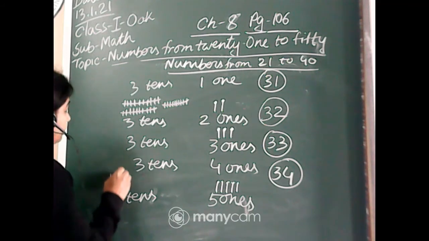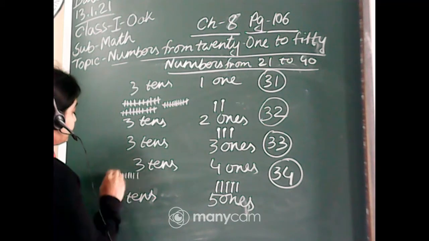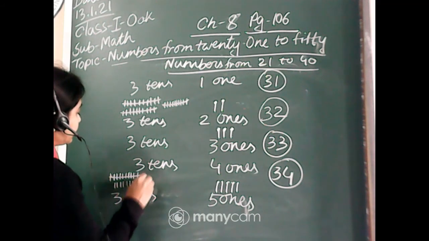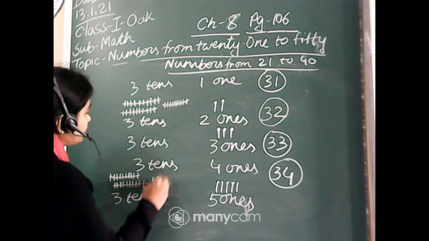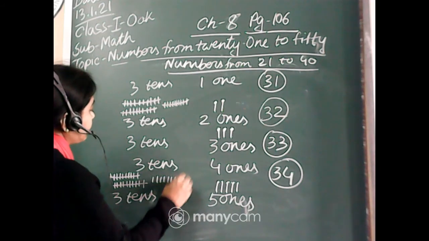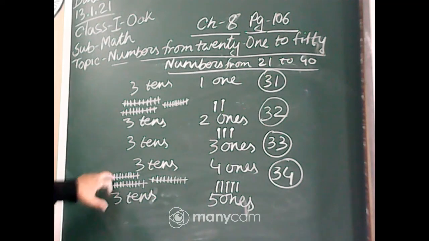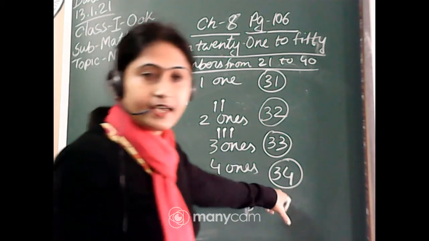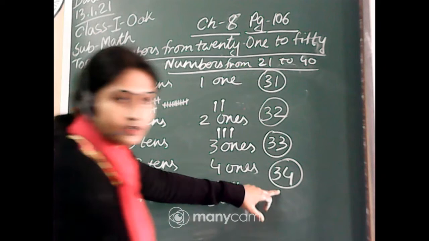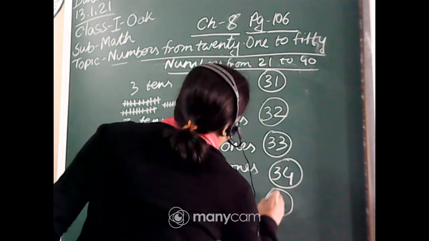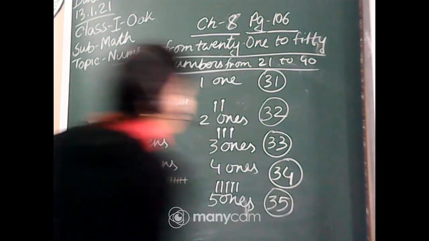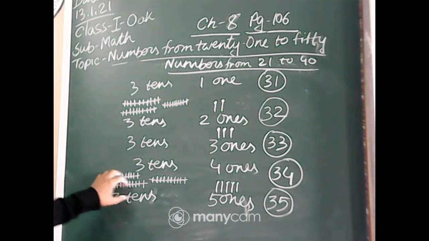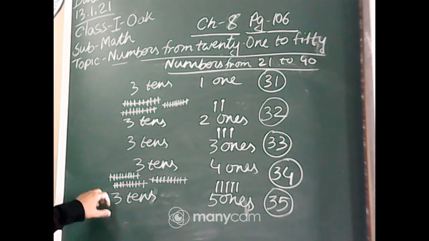1, 2, 3, 4, 5, 6, 7, 8, 9, 10. And 1 to 10 again. 2 tens, and 1 to 10 again. 3 tens. 3 tens and 5 ones. What is the number? Yes, very good, beta. 3 tens and 5 ones. The number is 35. You all please draw in the tens room 3 bundles of tens. 3 bundles of 10. Okay.